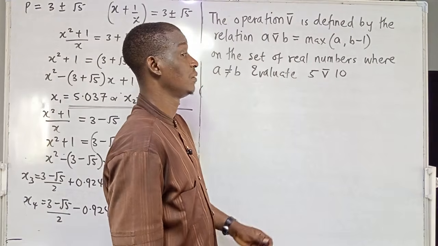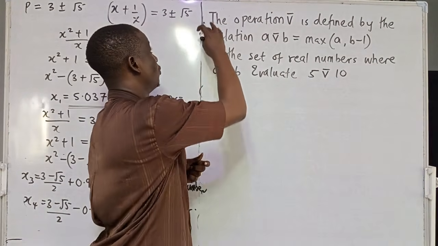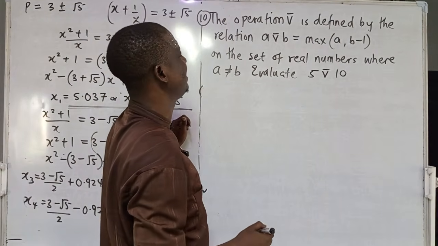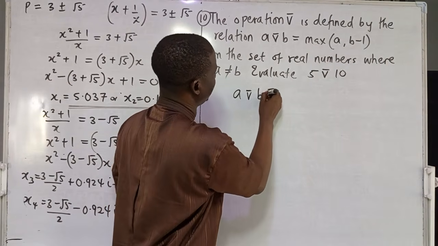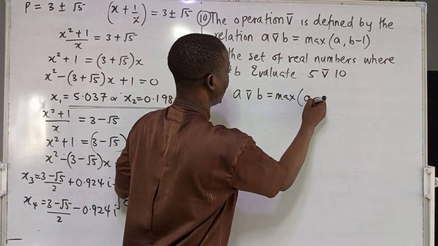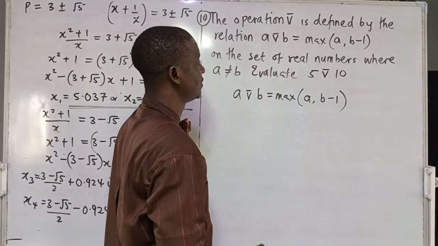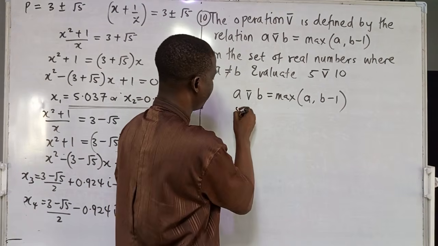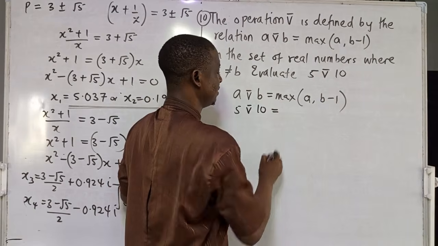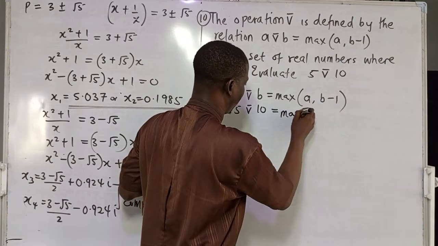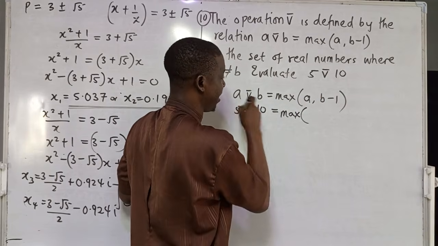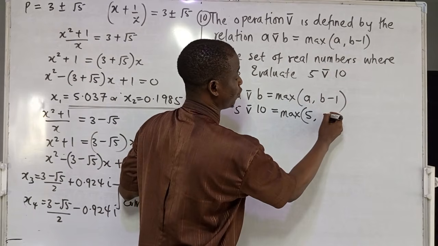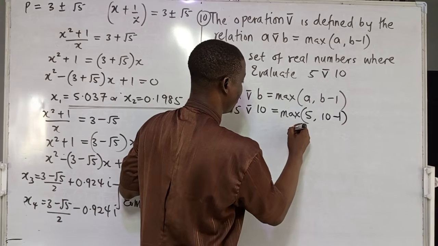Thank you. Now I want to solve number 10, which is the last one. He said the operation is defined by the relation A operation B equal to max of A, comma B minus 1, on the set of real numbers where A is not equal to B. Evaluate 5 operation 10. Max of 5, and 10 minus 1 is 9.